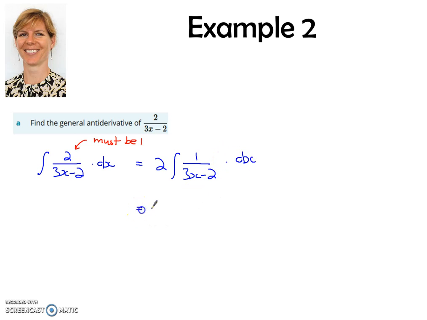Okay, and now we just proceed as always. So 2, just leave that. 1 over a is 3, so 1 over 3 times ln of 3x minus 2 plus c. Okay, and to just tidy that up a little bit, 2 over 3 times natural log absolute value plus c.